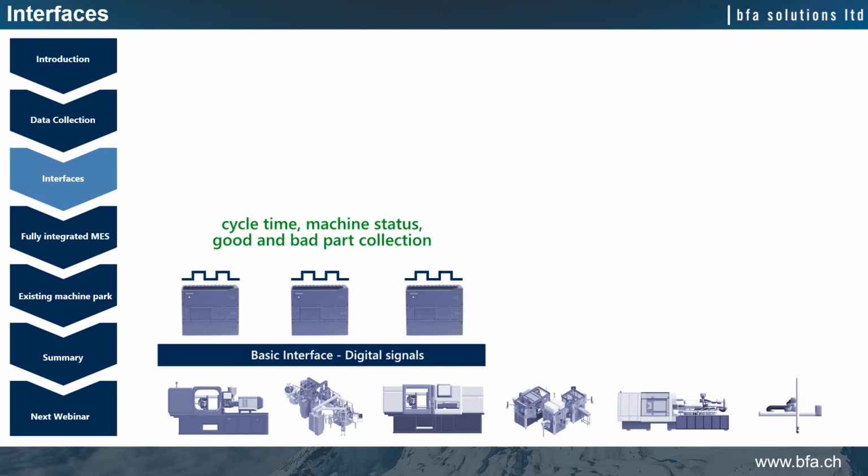The first is the cost-effective basic interface. Here we capture information over digital signals like cycle time, machine status, and good and bad part counters. The data is prepared in a BFA supplied controller and sent to the MES via an Ethernet connection. Typically, the controller is easy to install and positioned in the electrical cabinet of the injection molding machine.